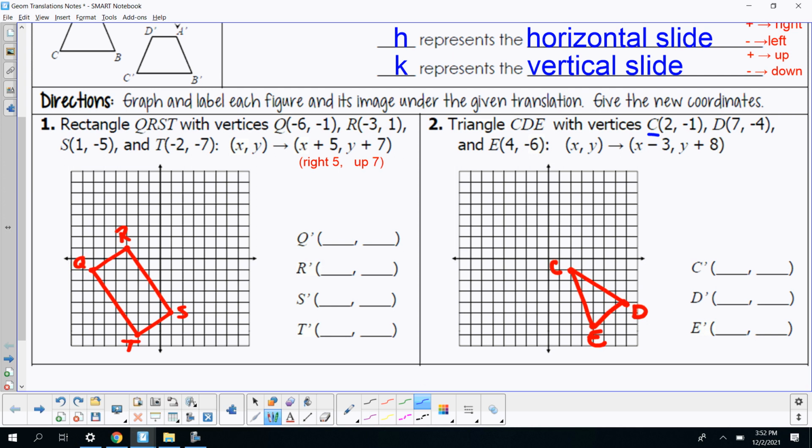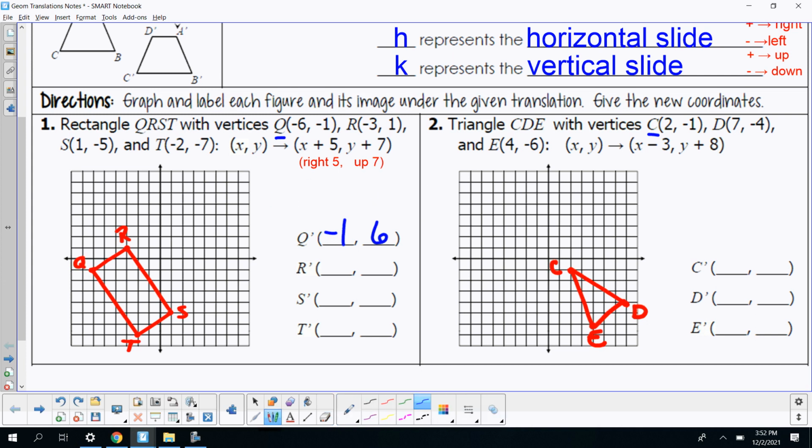So let's talk about what happens to our points when we make these moves. If we look at point Q, our x value is -6. We're going to take that -6 and move to the right 5, so -6 plus 5 is going to be -1. My y value for Q is -1, so -1 plus 7 is going to get me a 6. Okay, so my translated Q point is going to be at (-1, 6).